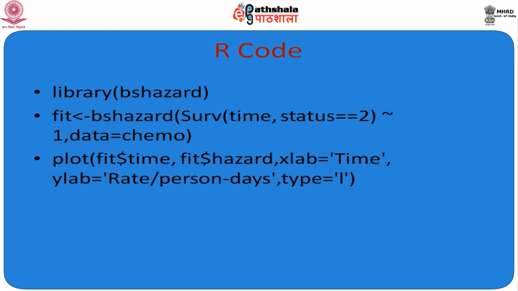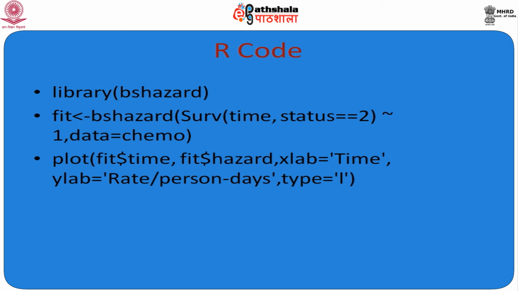These BShazard function values are assigned to fit, and again we are calling the fit and plotting the fit values with time and hazard. As the x-axis we are labeling it as time, and as the y-axis we are labeling it as rate or percentage. The type is basically used to decide what kind of line will be drawn. In our package, in CRAN, you may get different combinations or choices to represent the type. Here we are putting type equals 1 to get the default line type.